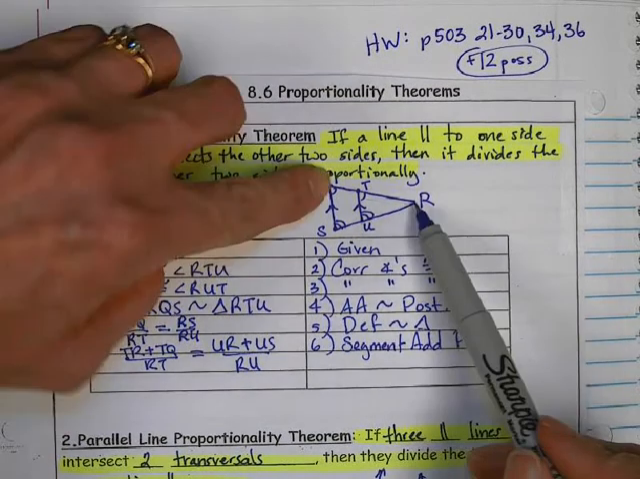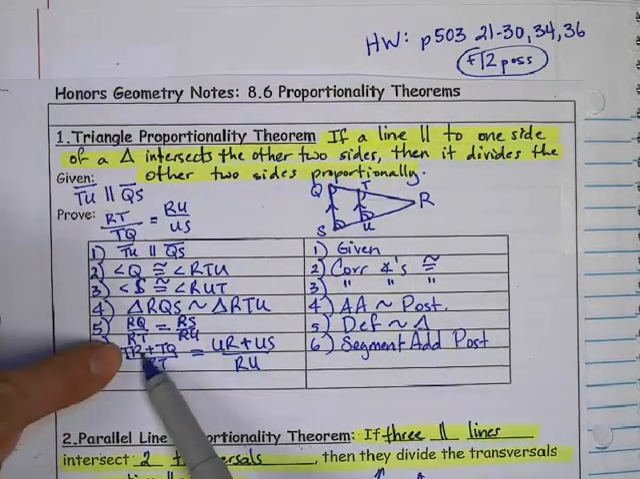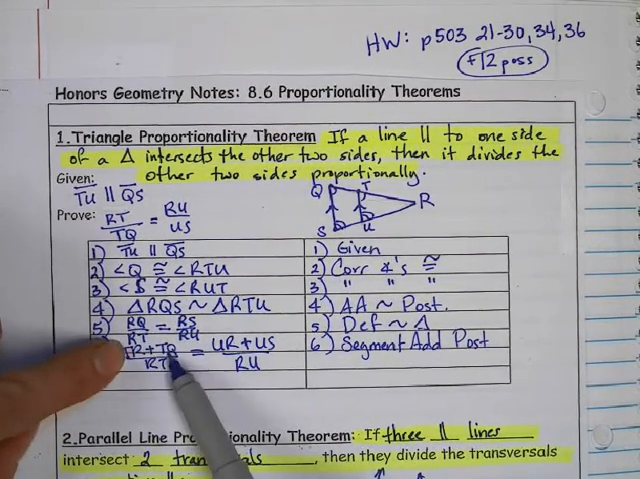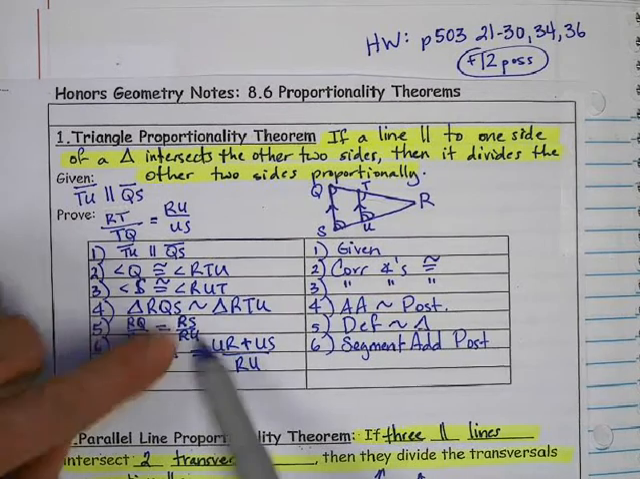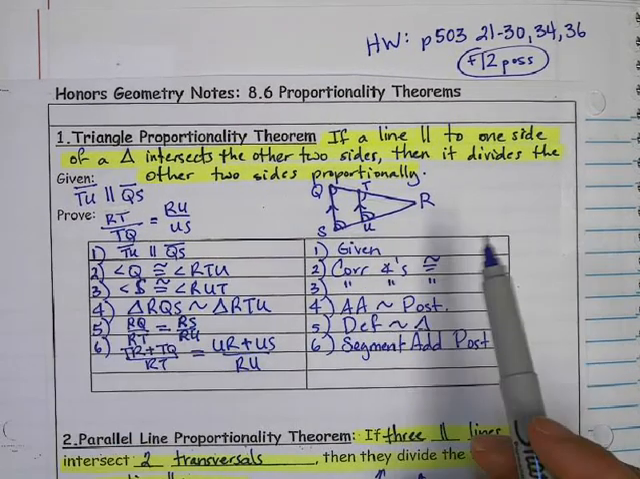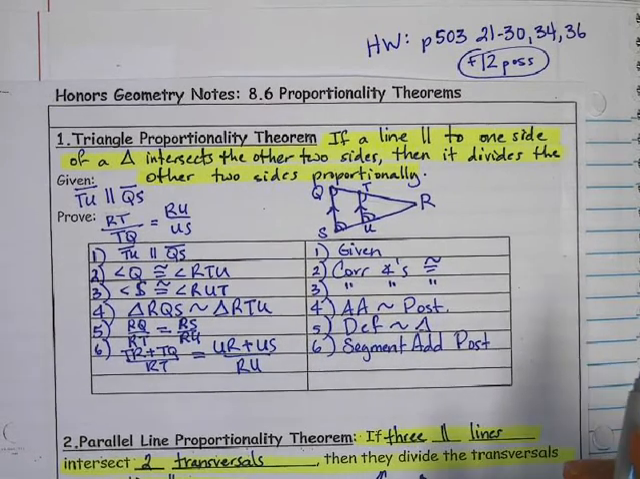RQ, this entire line right here, is TR plus TQ. So we just took that RQ out and we put in the segment plus the segment. And the same thing on the RS side. We took it out and put in RU plus US.